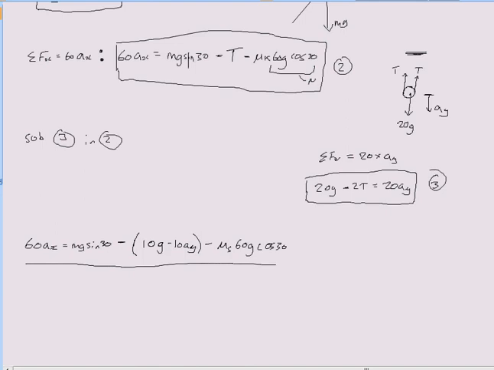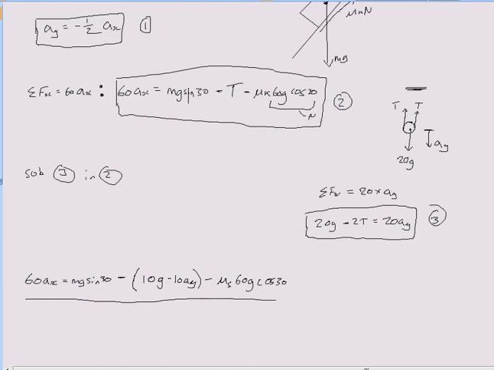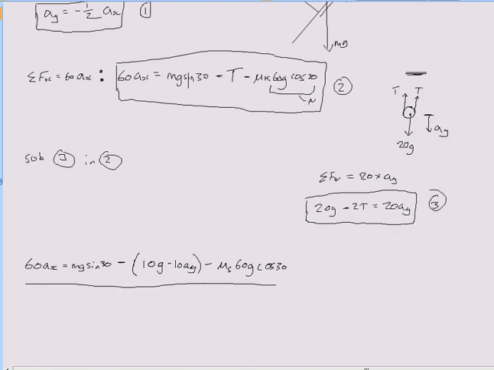But we still can't solve it completely because we've got 2 variables, ay and ax. So what I'm going to do now is substitute ay into our new equation and solve it. I know ay is going to be minus a half ax. So this is going to be equal to mg sine 30 minus 10g plus 10ay, which we know was minus a half ax, minus mu 60g cosine 30.